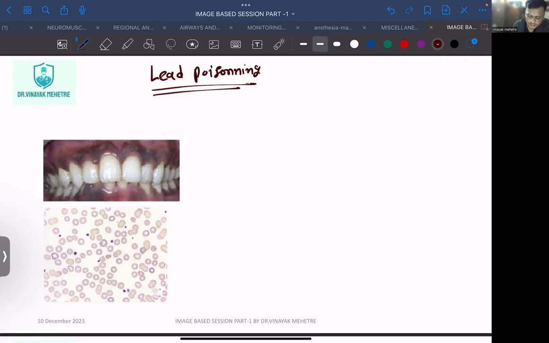Why do we focus on lead? It is used in so many things, as well as in medication. It is used in an antipsychotic drug, and in homeopathic tablets lead is used. That's why you will see so many questions on lead. You know the mnemonic already.